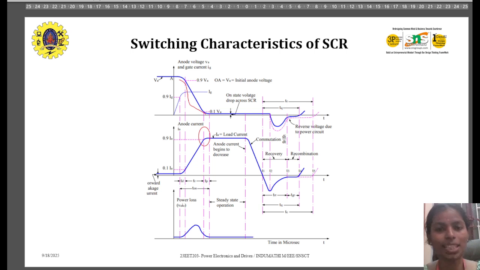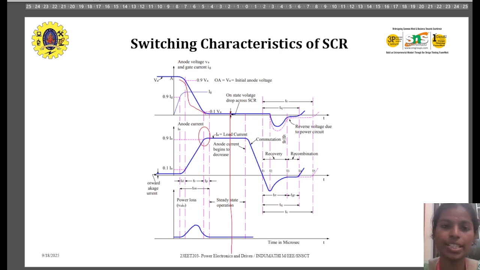So the sum of all the three times, we'll call it the turn on time. So till this, we'll call it turn on. Okay, turn on time is the time taken to turn on a device, the SCR. So next comes the turn off.